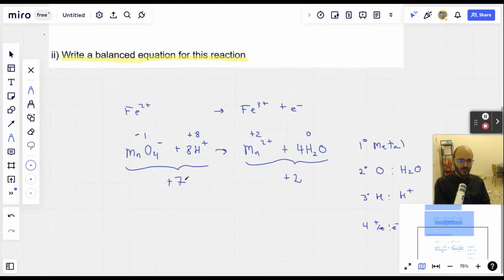To balance them, you add electrons to the most positive side, in this case, the left-hand side. How many electrons would you add? Well, you have to add 5, because 5 electrons means 5 negative charges. So -5 plus -1 plus 8, that makes it +2. And therefore, now the charges are balanced. This is the hardest part of the question. Once you've got this, let me get rid of some stuff here.